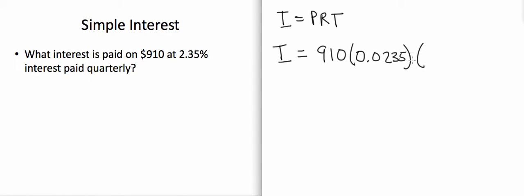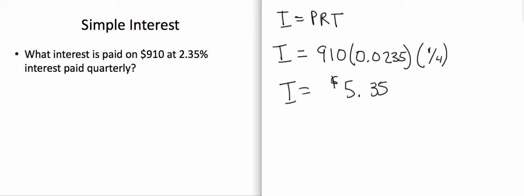When we look at interest as far as time goes, we look at it as per year. So if it's quarterly, we just write in 1/4 or 0.25 if you'd like to go that route as well. And when we multiply these numbers together, we get an answer of $5.35. So that is the amount of interest that is paid on our amount.